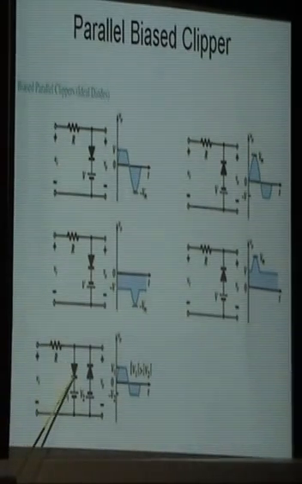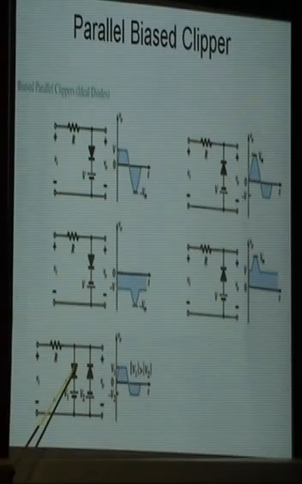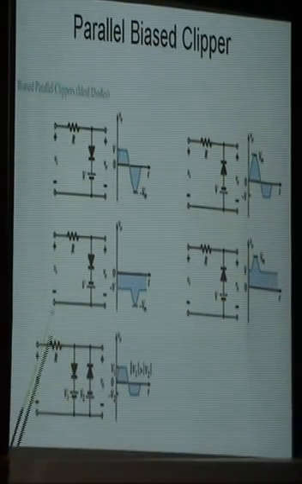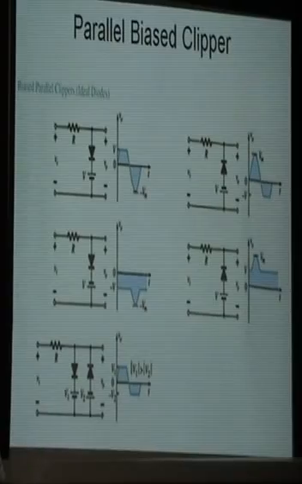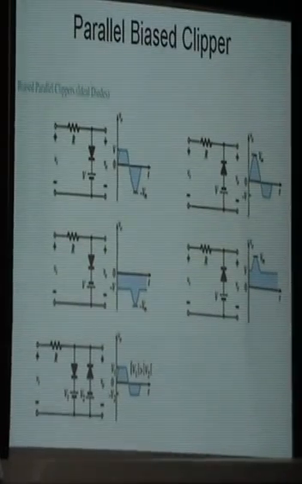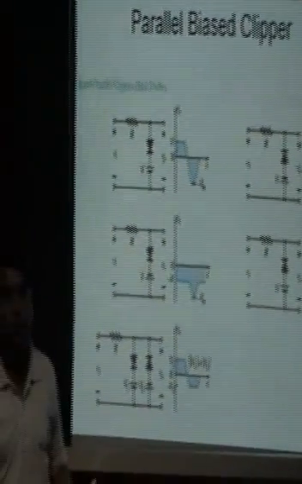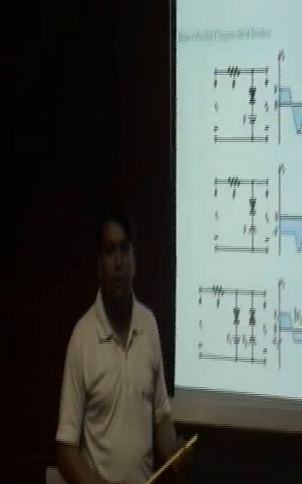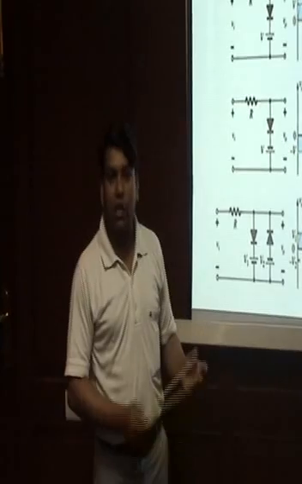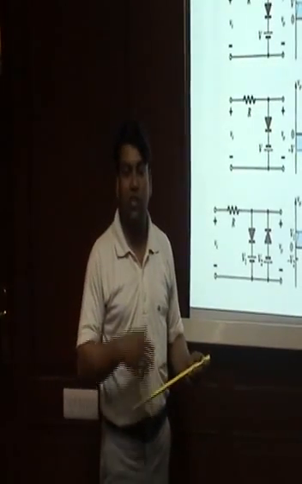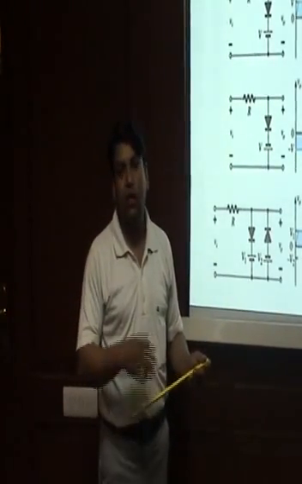Now what happens if the diode is not ideal in nature? That means you have to specify whether the diode is silicon or germanium. In that case, if the diode is silicon, we have to take into consideration 0.7 volts. While if the diode is germanium, then we consider a voltage of 0.3 volt. And as per the requirement, this voltage is subtracted or added in the wave.